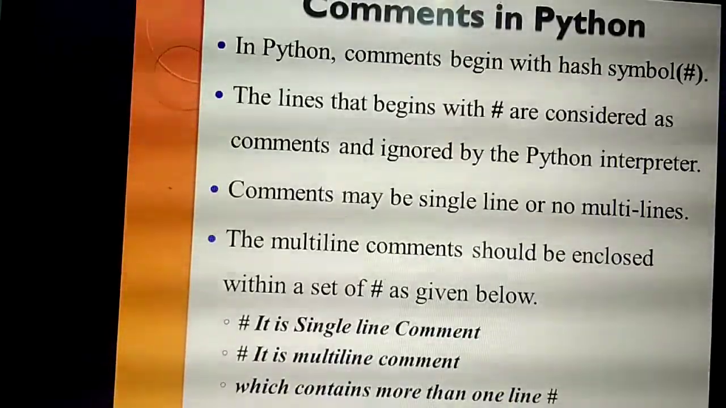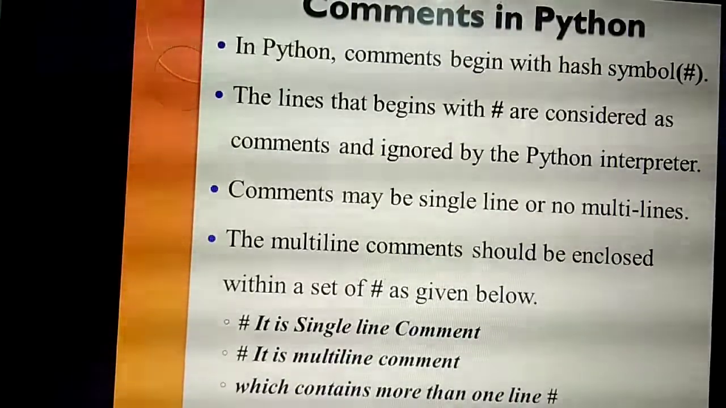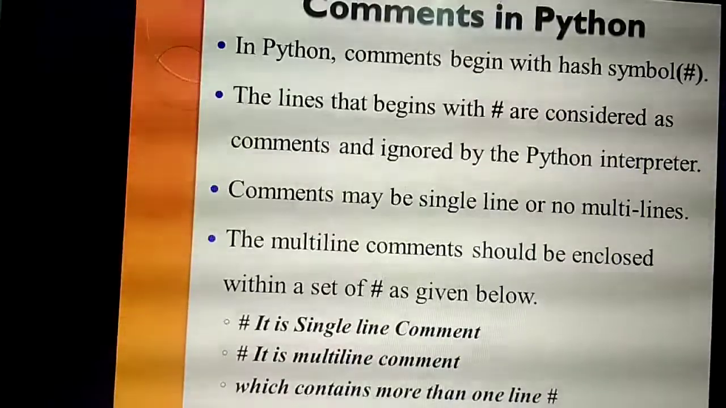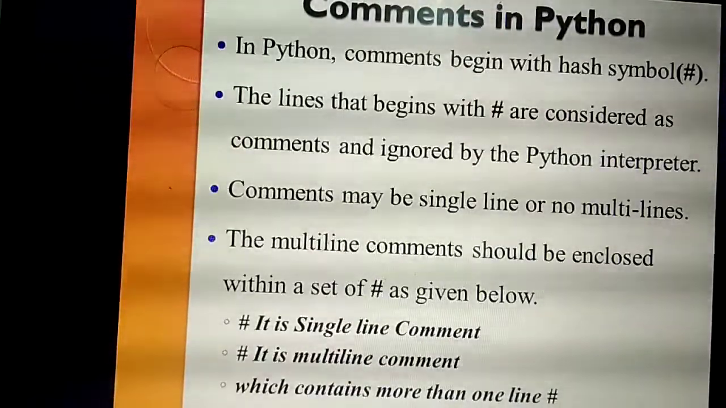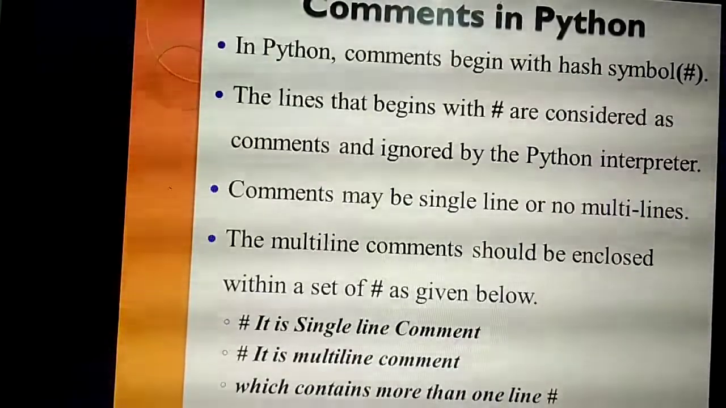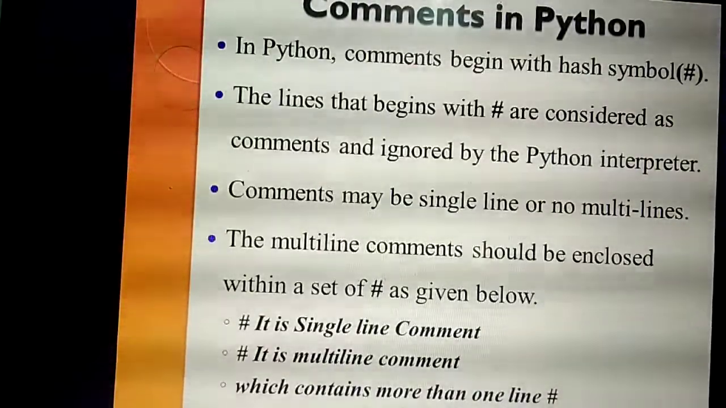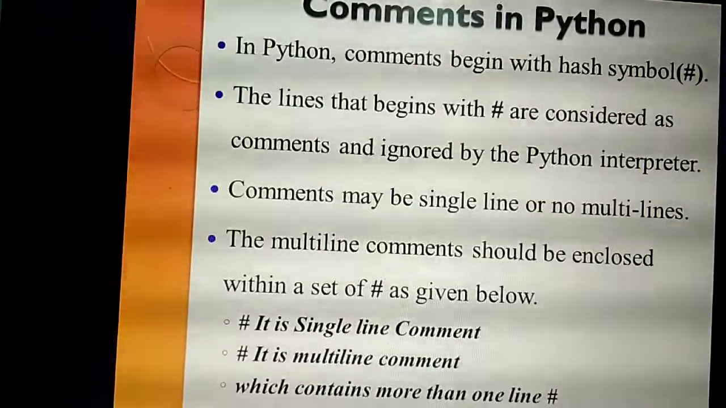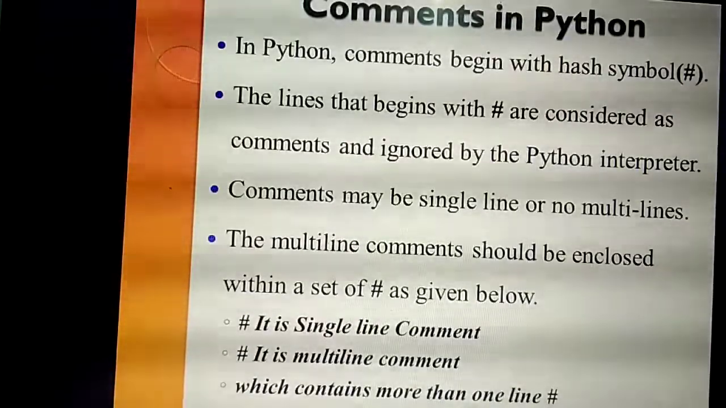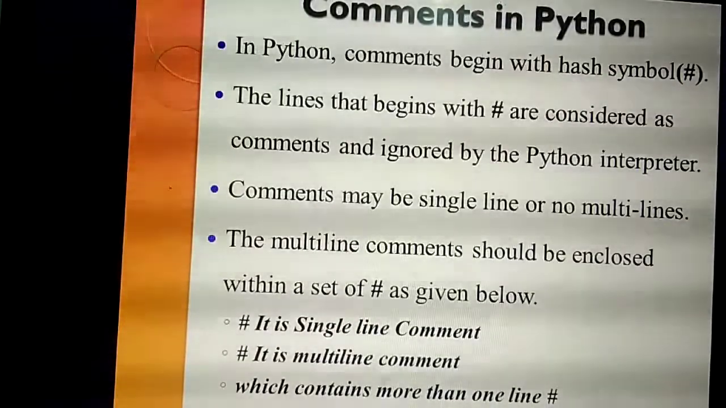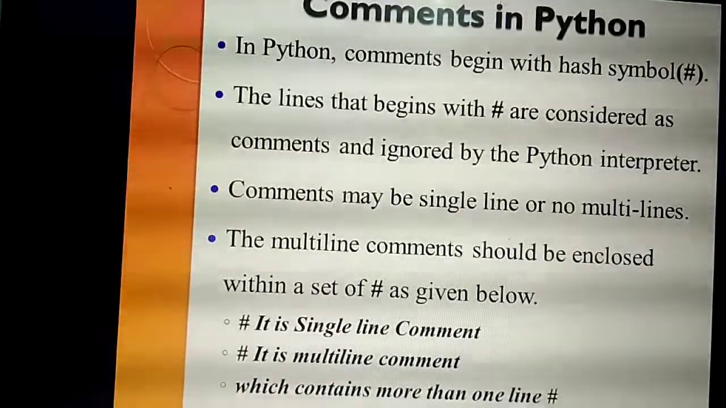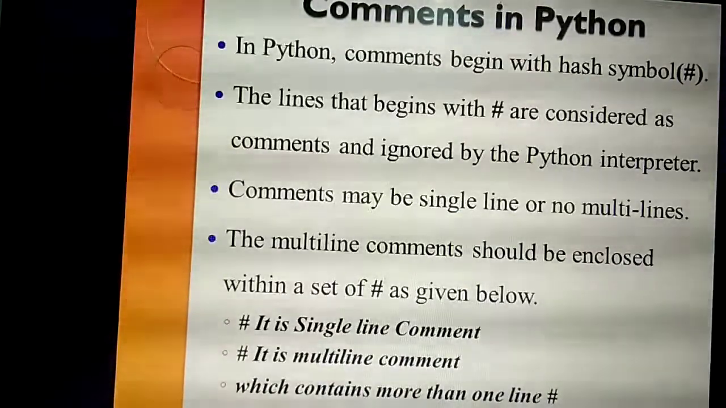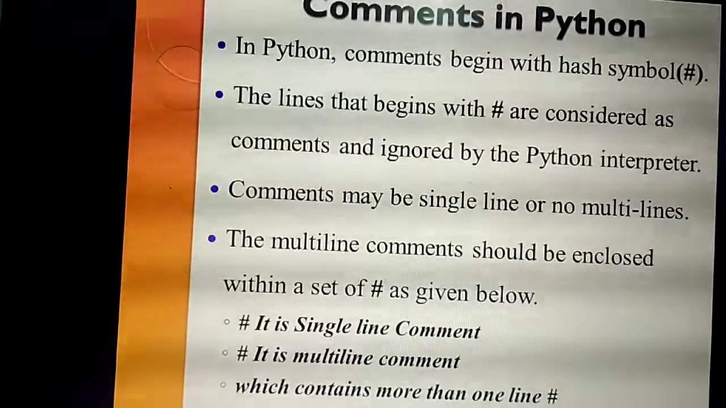In the program, lines beginning with the hash symbol mean the compiler or interpreter won't consider that line as a programming line. So which programming language are you studying? Python. Does Python have an interpreter or a compiler? What's the difference between interpreter and compiler?